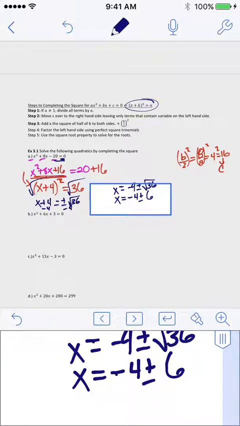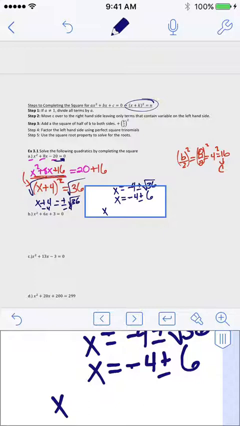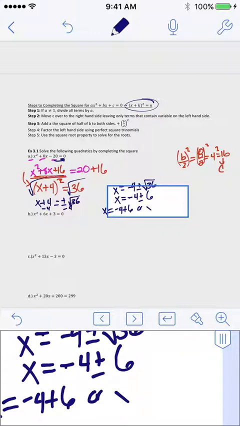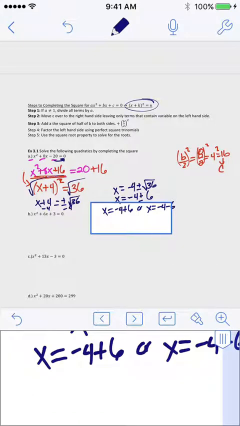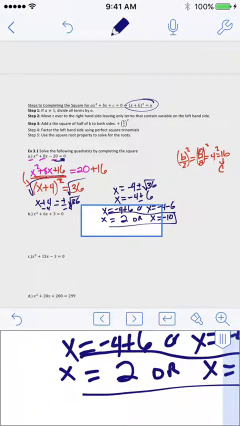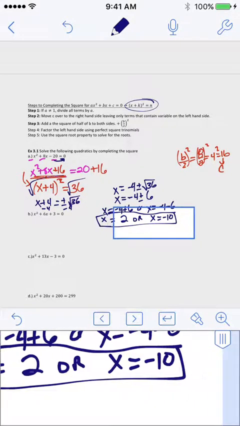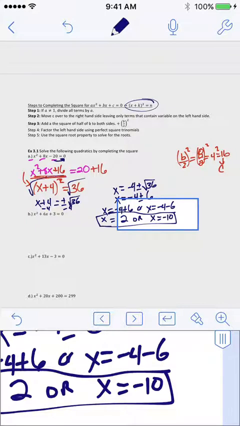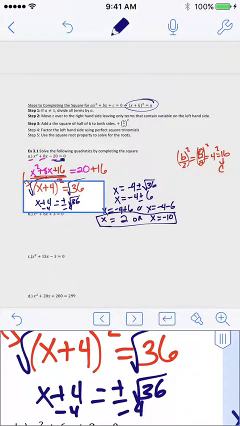And remember, it's two answers. So what this says is x is equal to negative 4 plus 6, or x is equal to negative 4 minus 6. Negative 4 plus 6 is 2, or x is equal to negative 10. Notice how, just as with our factoring, we rarely end up with plus or minus 6. We actually end up with 2 or negative 10 as our final answer. And that's complete the square. So just change the quadratic to make it square rootable, if that's a word. Square rootable has a bunch of hyphens in it.